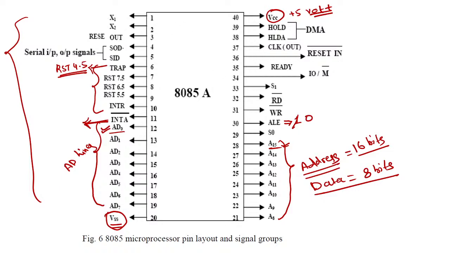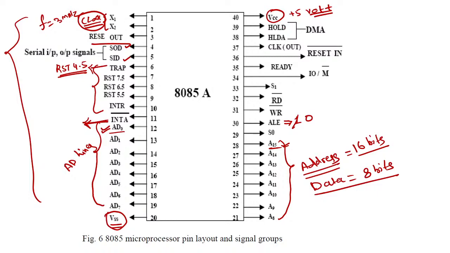Then we have serial input output lines. Then we have a reset line. X1, X2 are the clock lines. Clock is connected here. Every microprocessor will be connected to a clock, and the clock will generate the cycles. What is the rate of the cycles will depend on the frequency of the clock. Let us say the frequency of the clock in the 8085 microprocessor is 3 megahertz. From here you can find out the clock cycle time of the 8085 microprocessor.